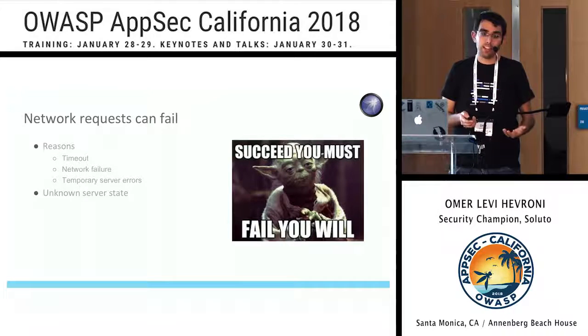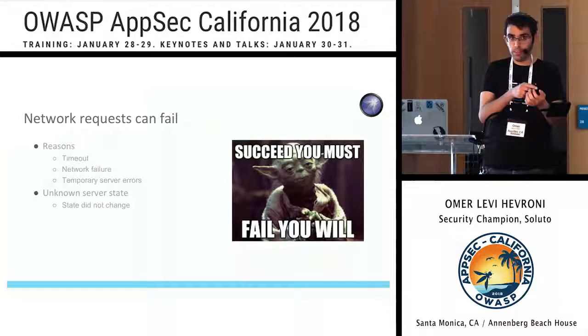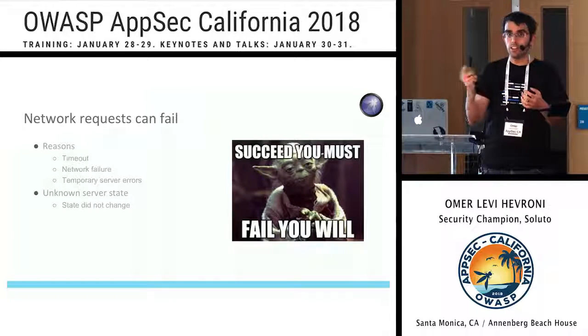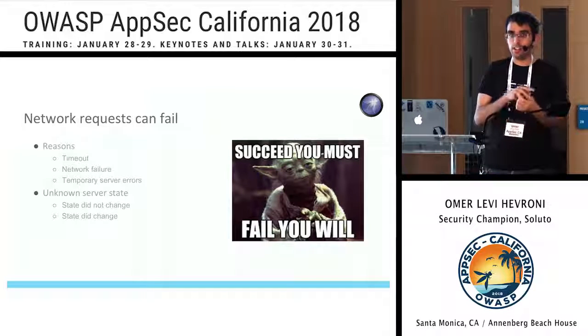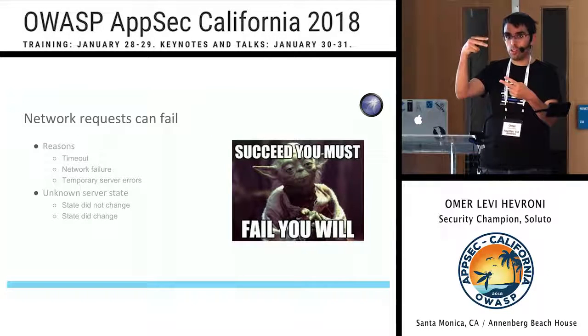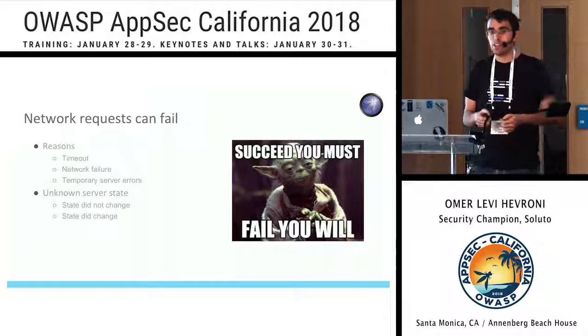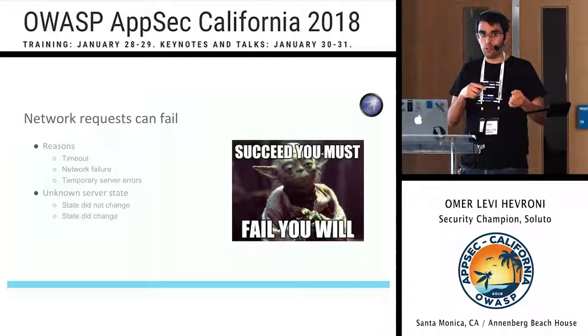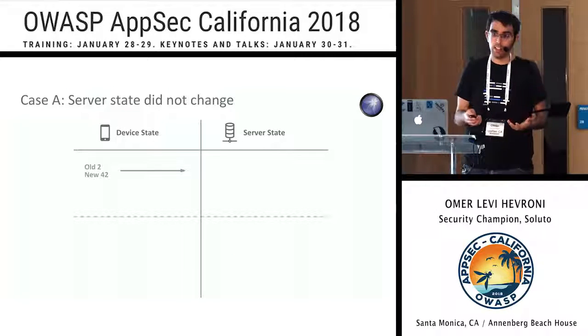And basically, the device needs to differentiate between two states. Either the request did not get to the server, and then the state on the server side did not change, or the request got to the server and already updated the state, those two numbers, but for some reason the client did not get a response. So I'll now go over each one of those states, and I'll show how the device can differentiate between them and how it can handle them. And let's start with the first case, where the server state did not change.